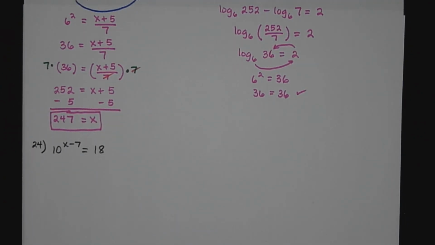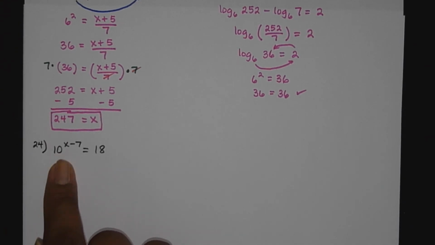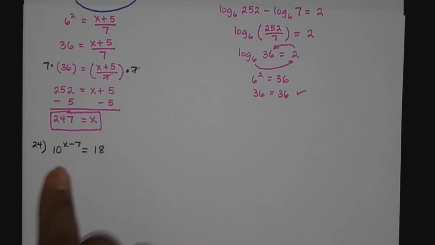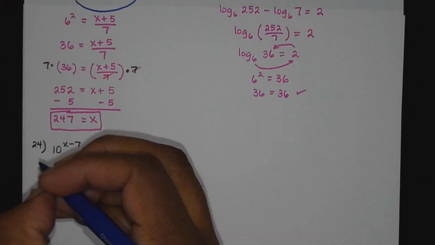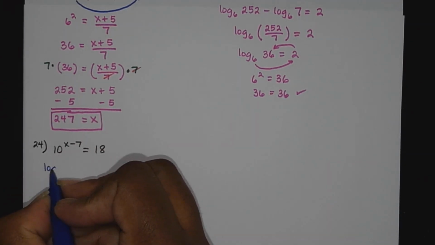In 24, you got 10 raised to the x minus 7 is equal to 18, and you're going to round the answer to the nearest hundredth or to 2 decimal places. So in this case here, normally you would take the natural log on both sides, since the exponential expression is by itself. However, since it's a base 10, it'll be easier to take the log on both sides.